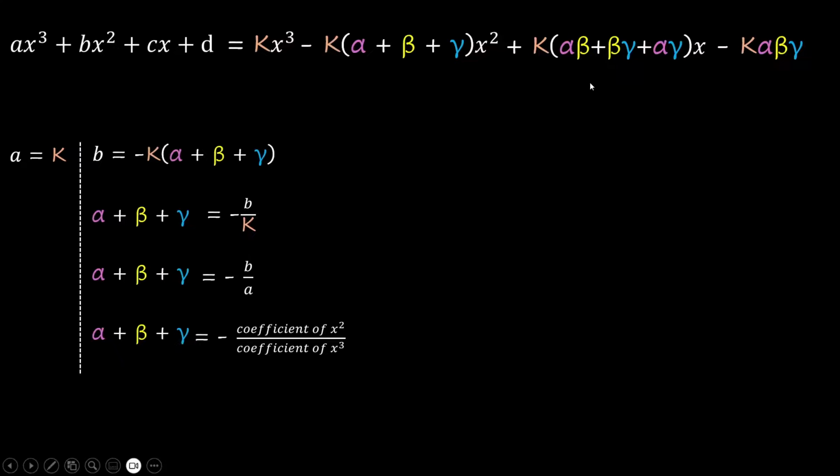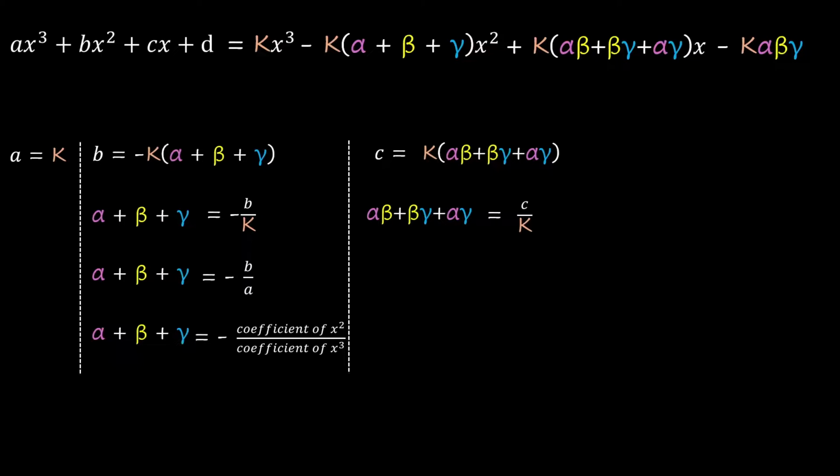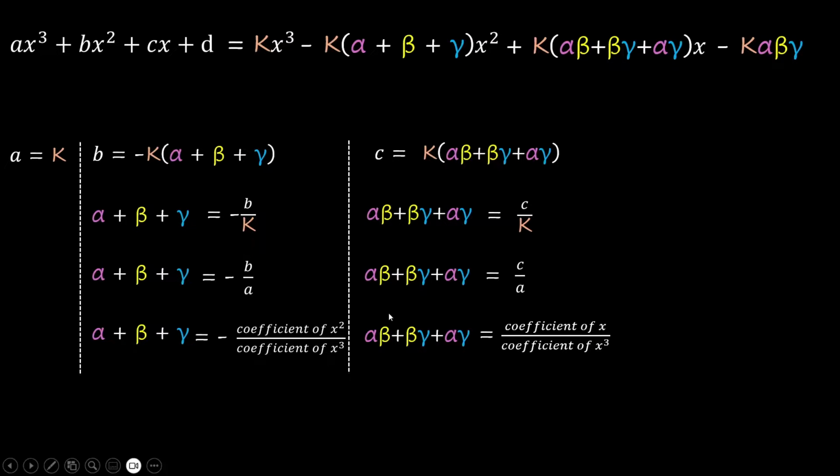Now let us compare the x term. So we get c equal to k into alpha beta plus beta gamma plus alpha gamma. Once again, alpha beta plus beta gamma plus alpha gamma is equal to c by k or c by a. Now c is the coefficient of x and a is the coefficient of x cube. So we get this relation, and this is called sum of product of roots equal to coefficient of x upon coefficient of x cube.